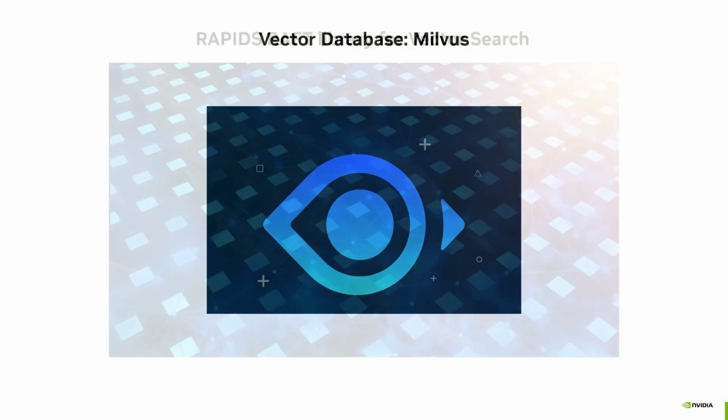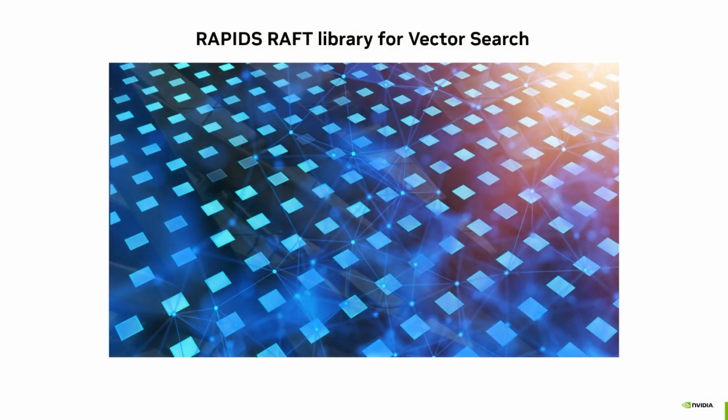Let's learn a bit about RAFT. NVIDIA's RAFT is a library of composable building blocks for accelerating machine learning algorithms on the GPU, such as those used in nearest neighbors and vector search. ANN algorithms are among the core building blocks that comprise vector search libraries. Most importantly, these algorithms can greatly benefit from GPU acceleration.